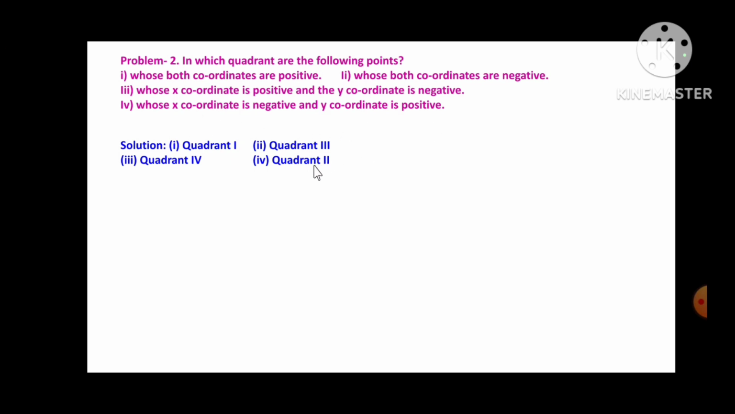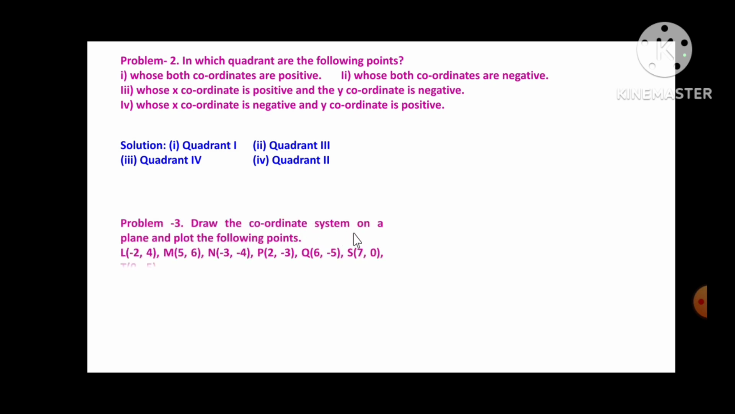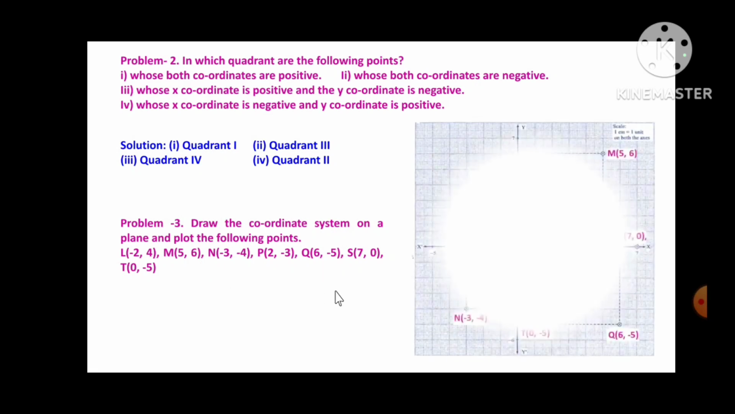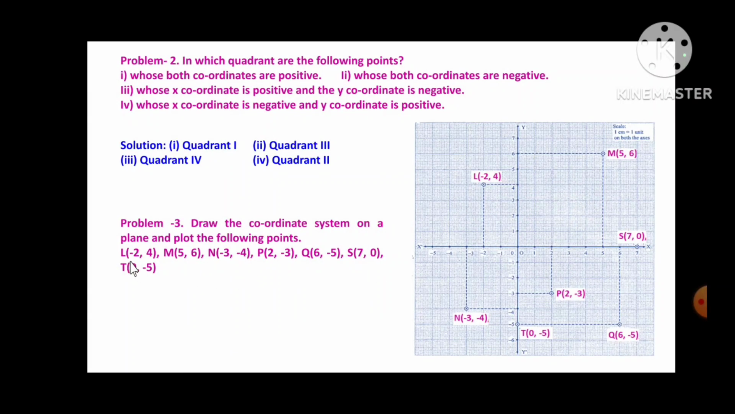So we'll see the problem number 3. Draw the coordinate system on the plane and plot these points. Here 7 points are given: L, M, N, P, Q, S and T. We'll plot these and the graph will look like this. Here L has x coordinate negative and y coordinate positive. Certainly it is lying in the second quadrant. You can see here, from L, a perpendicular is drawn on the x-axis and a parallel to the y-axis as well as one to the x-axis. So these intersecting points give you -2 and 4 for L. It is lying in the second quadrant.